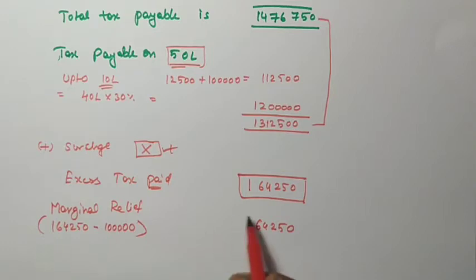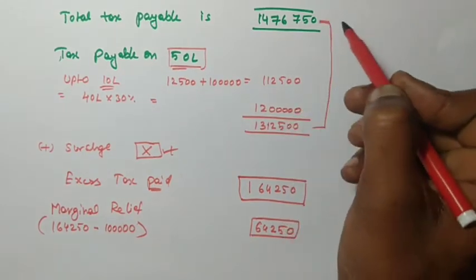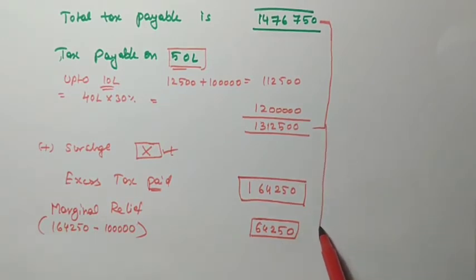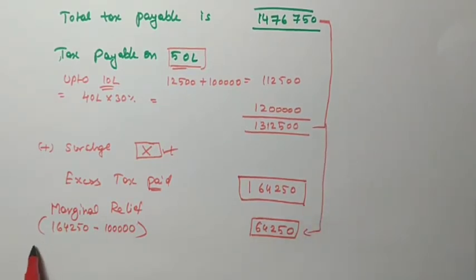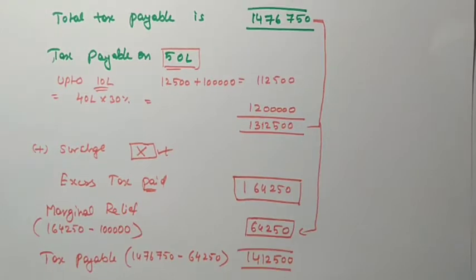We should minus this amount on total tax payable. That is 14,76,750 minus 64,250. It comes to 14,12,500. This is the tax payable.